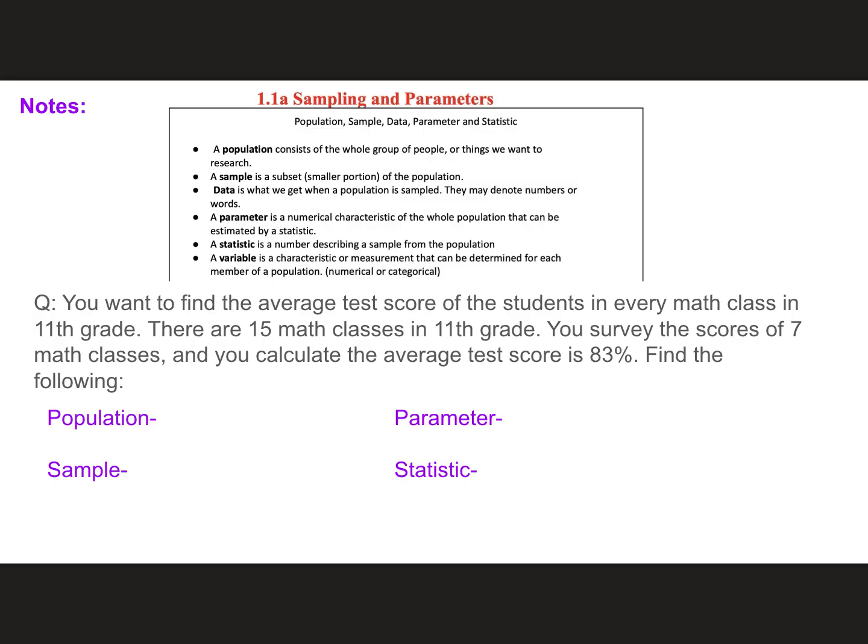First question, you want to find the average test score of the students in every math class in 11th grade. There are 15 math classes in 11th grade. You survey the scores of 7 math classes and you calculate the average test score is 83%. We're going to identify the population.